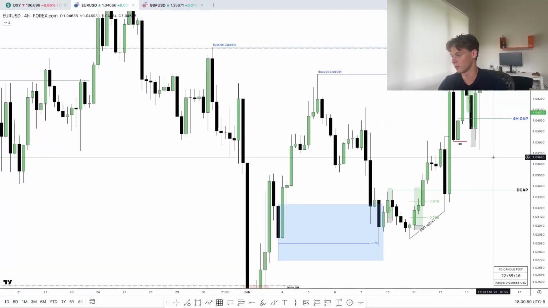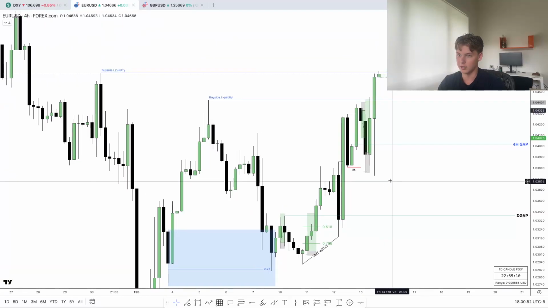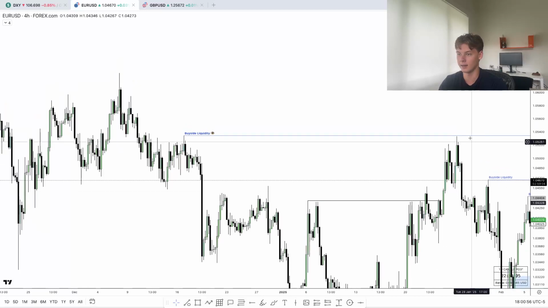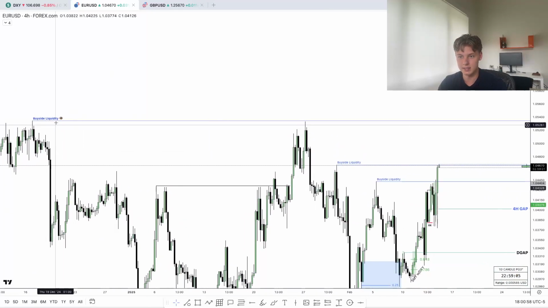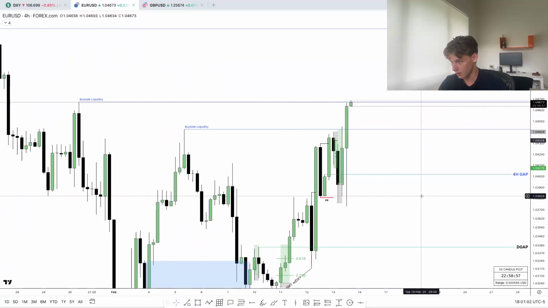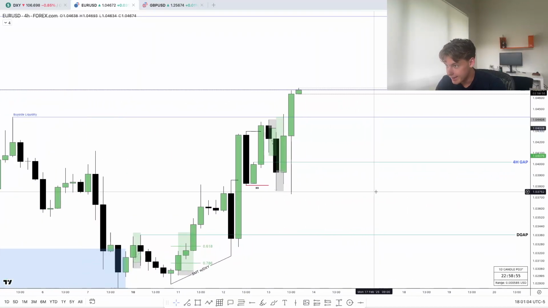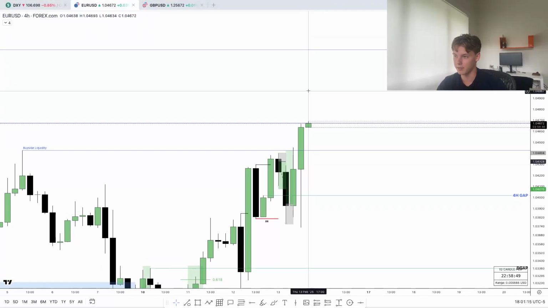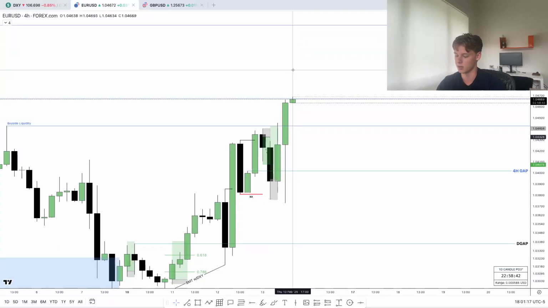Just going back to the 4 hour, literally, this is basically my next target now. I've said it here, so remember, this Euro high is my next target. And I'm not going to analyze price now because London session is a very, very long time away. It's 10 a.m. for me, and London session starts at 6 p.m. But I'll definitely make another video for the London session.